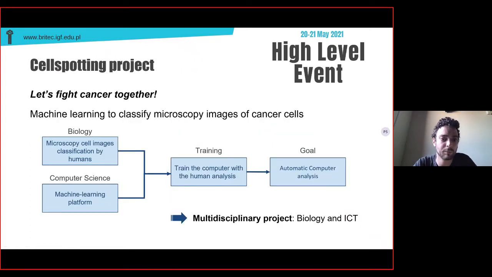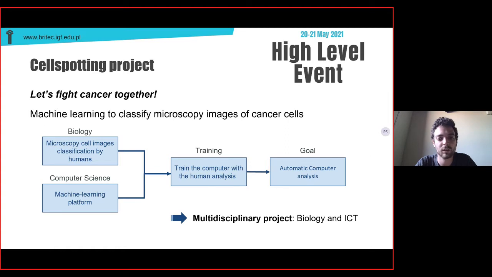So now I'm going to talk about one of the projects I implemented in my classroom, which is the self-spotting project. It's part of the BRITEC project. The self-spotting project, or Let's Fight Cancer Together, is a machine learning project which tries to use machine learning to classify microscopy images of cancer cells.